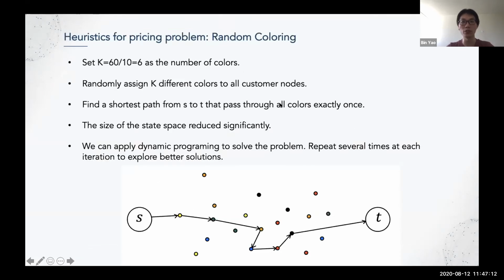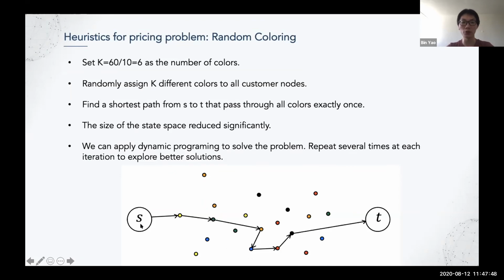This is called random coloring, and the idea is quite simple. First think about what is the typical number of customers that a single trip can serve. The capacity of the vehicle is 60, and the average quantity of a single order is 10. So we assume a single trip can serve 6 customers. Now we randomly assign 6 different colors to all the customers, as you can see in the illustration.